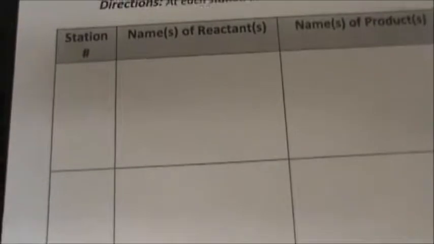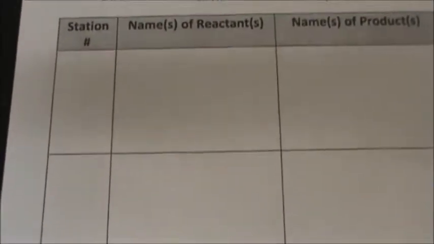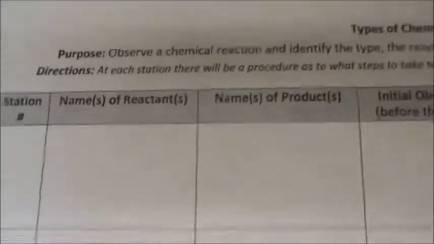Today's lab is the types of chemical reactions lab. You should already have a paper just like this before you begin this video that you'll be filling in. I will go into the stations in order, so if you start at station number 1 and just number it all the way down to 5, you should have no problem filling this in.